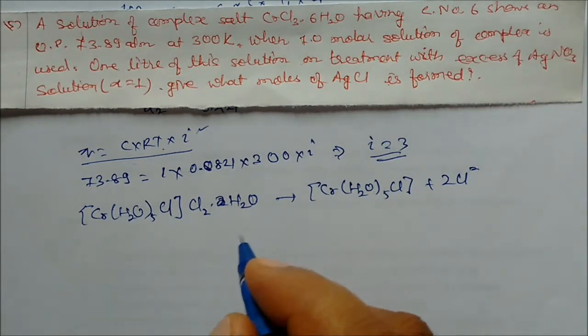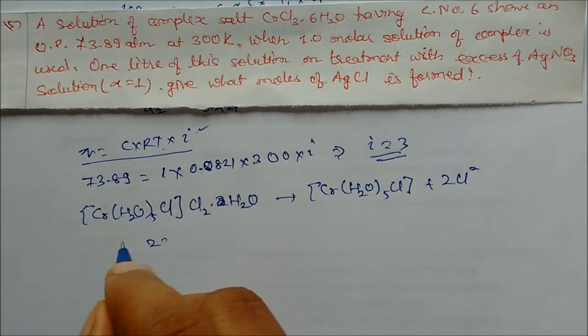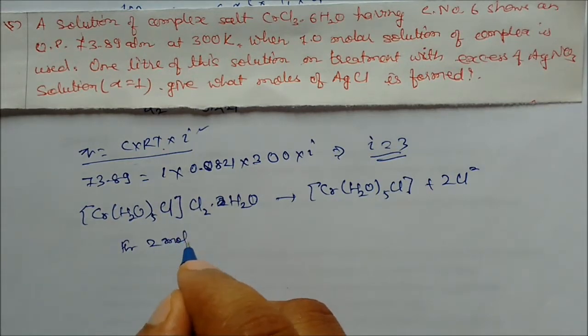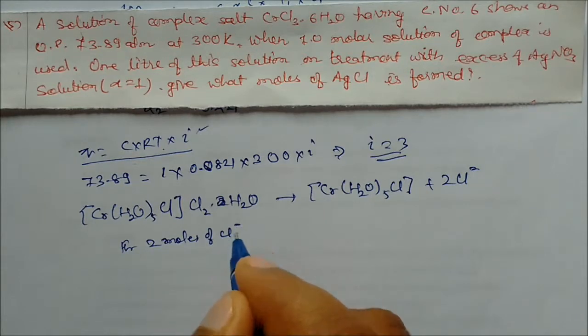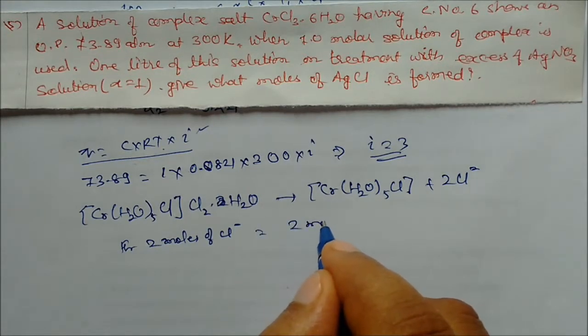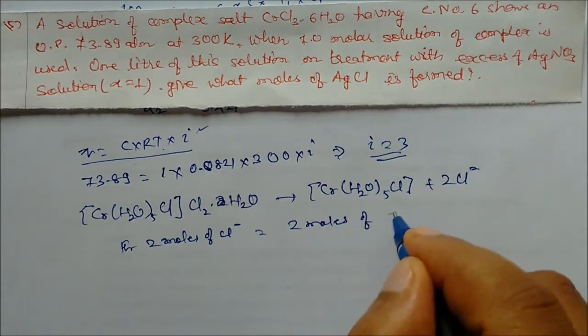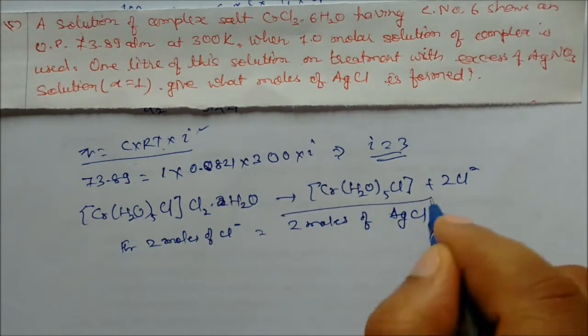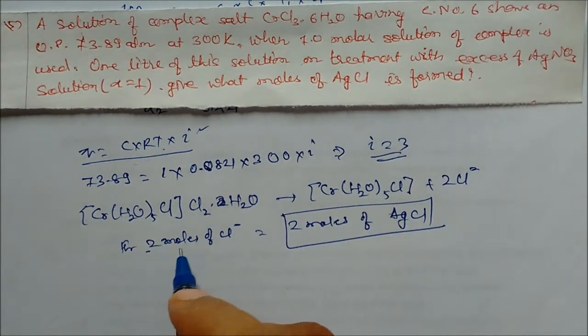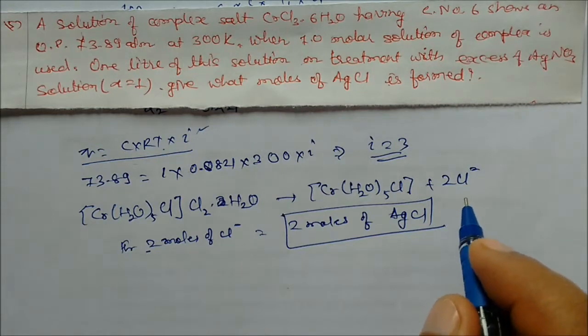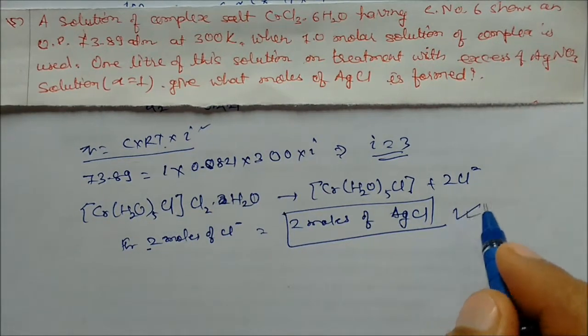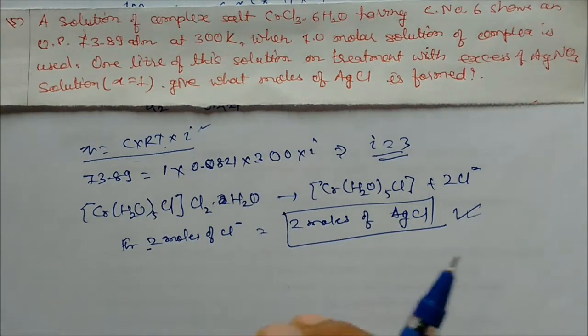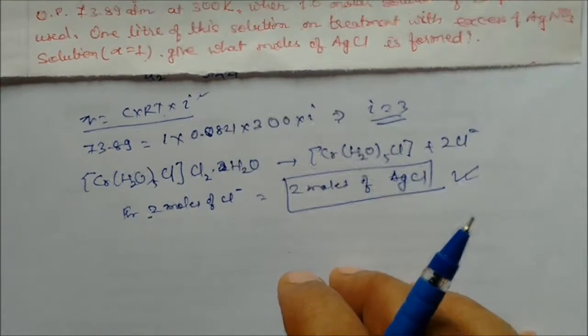So now we can say that for 2 moles of Cl we require 2 moles of AgCl. So this is basically the answer. So the same 2 moles will completely react with the silver nitrate and they will give silver chloride in 1 liter of solution, because alpha is equal to 1.